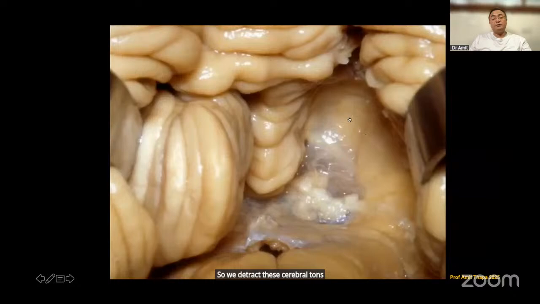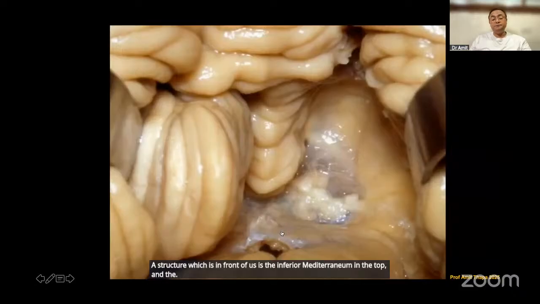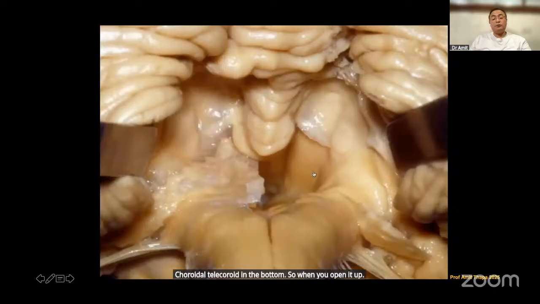When we retract the cerebellar tonsils, the structure in front of us is the inferior medullary velum on the top and the tela choroidea on the bottom. When you open it up, we can have a whole look at the fourth ventricular floor. This is the cerebral aqueduct.